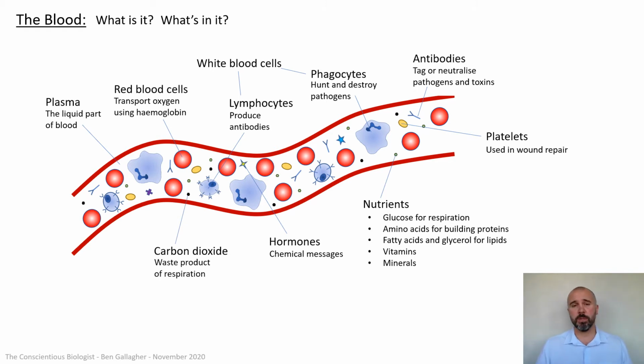Also dissolved in the plasma, you'll have carbon dioxide, which is the waste product of respiration. It's dissolved in the plasma because it's got to be on its way back to the lungs to be got rid of and to be expired.